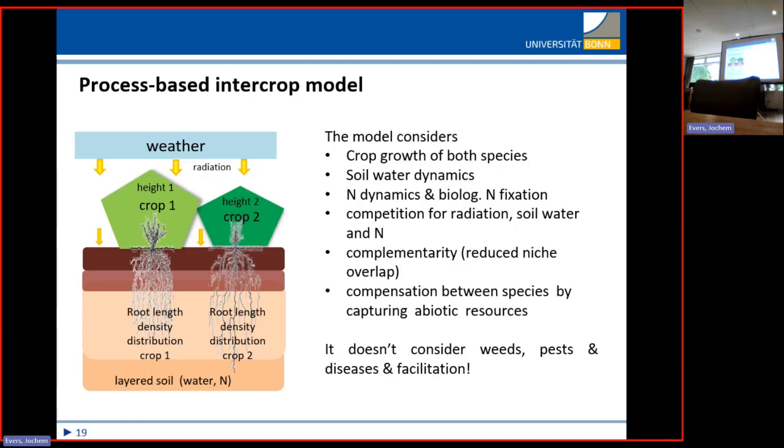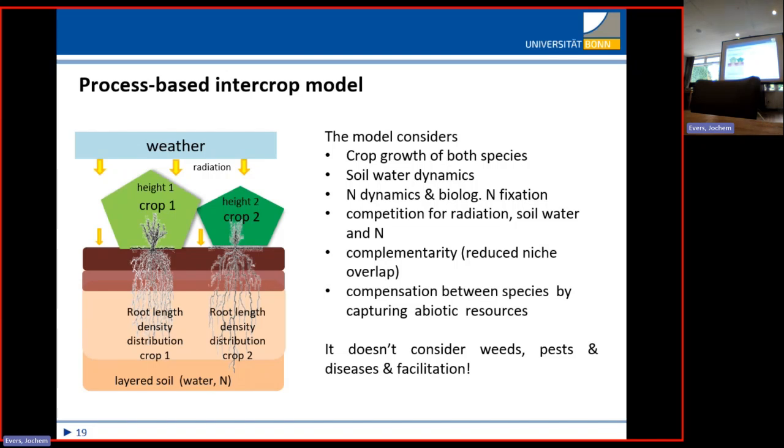That means the plants can compete for radiation because they can have a different height, and then they compete for radiation. And then they can also compete for soil water and nitrogen. This depends on the root length density in a specific layer. So the soil can be discretized, for instance, in 5 centimeter layers, so 0 to 5, 5 to 10, and so on. And if crop 1 has a root length density of 5 in one layer, and crop 2 has a root length density of 10, then the one with 10 can take up 2 times more water and N. It's just proportional. Depends also, of course, on the demand and the availability.